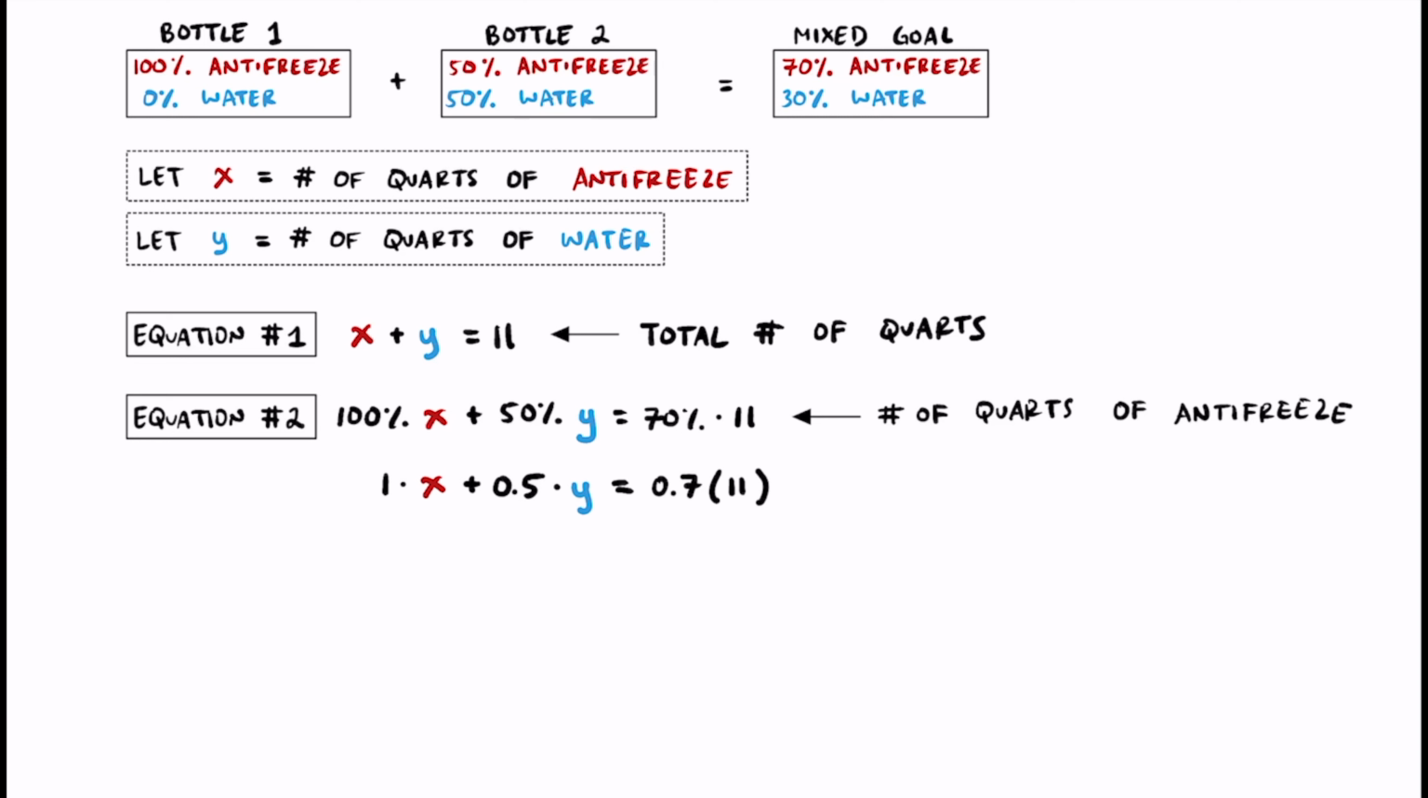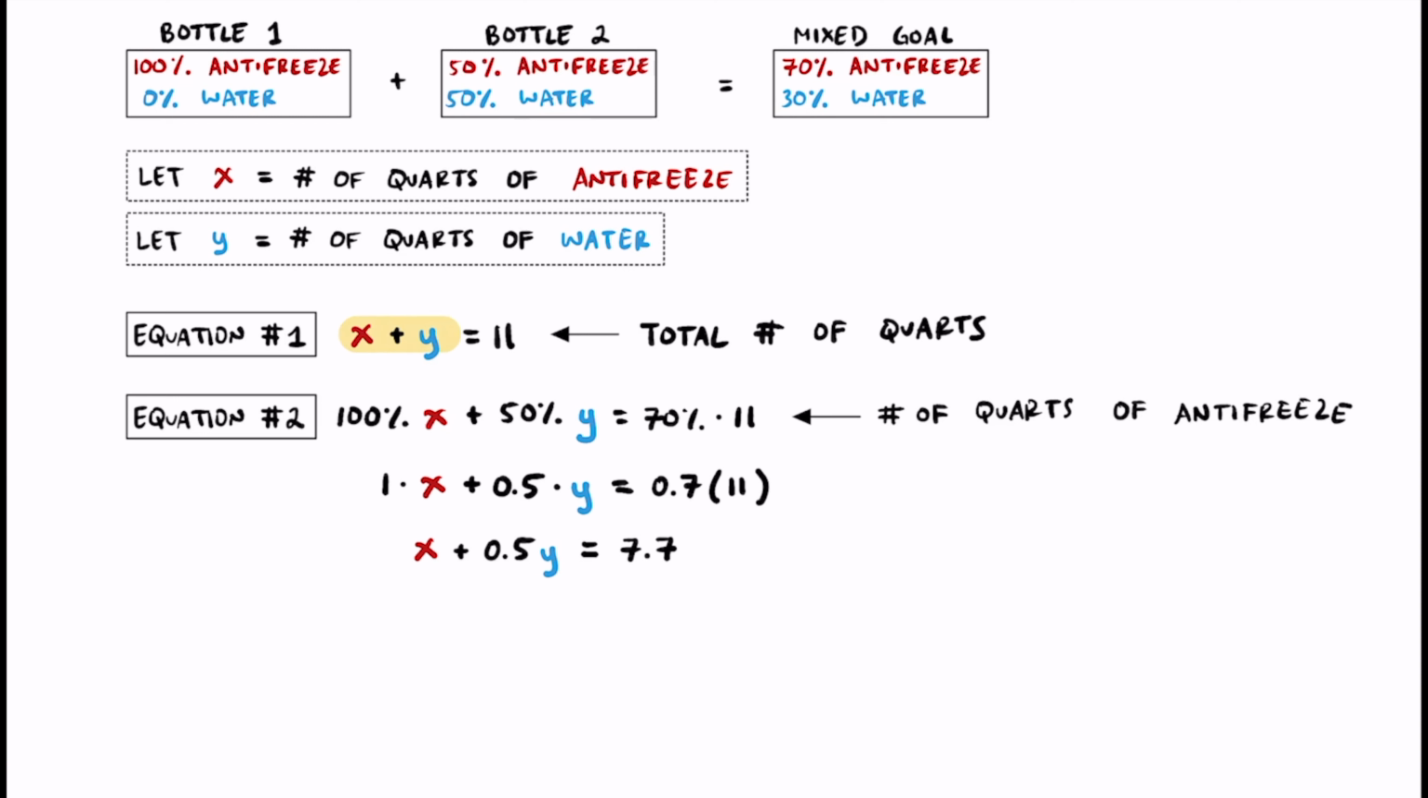Okay, simplifying this even a little bit more, 1 times x, we know that's just going to be x. And then plus 0.5y. I'm going to just keep the 0 in front. Totally up to you if you want to drop that. And on the right side here, we have 0.7 multiplied by 11, and that's just going to equal 7.7.